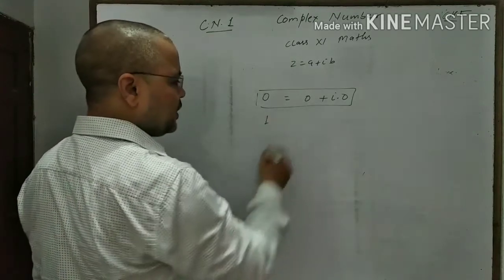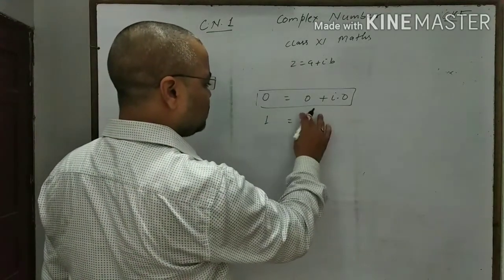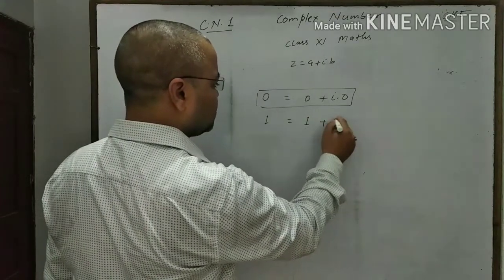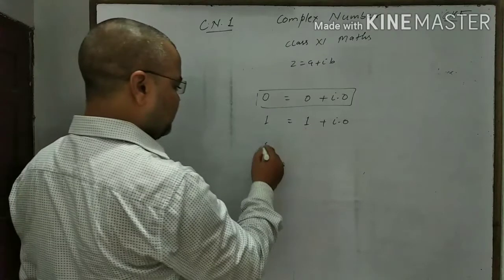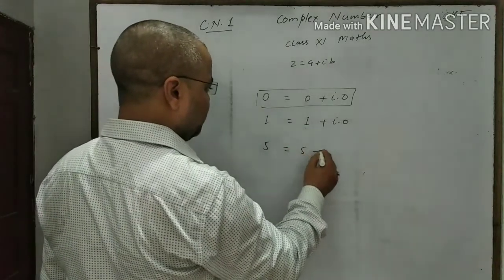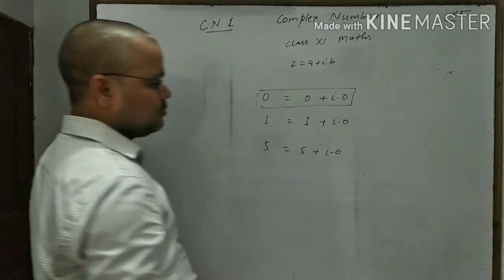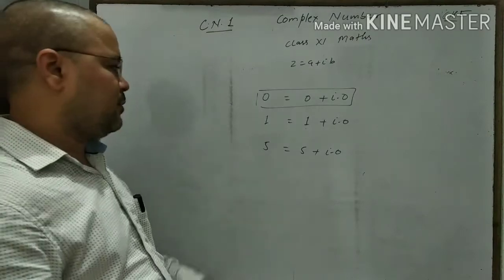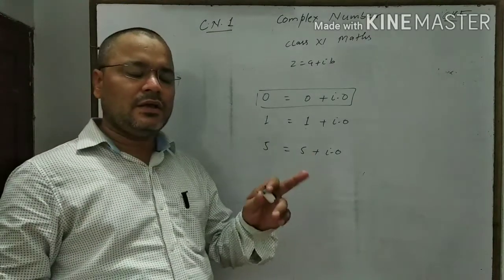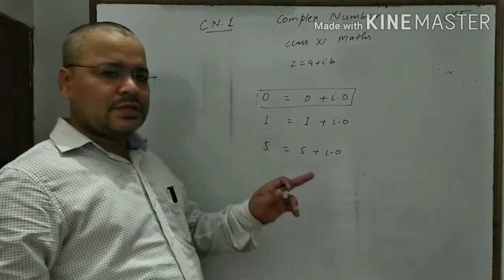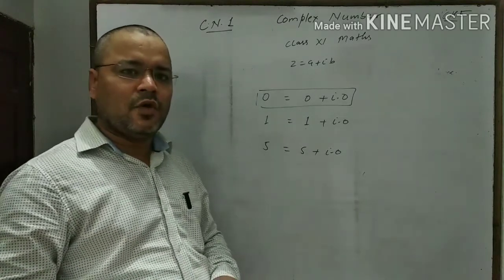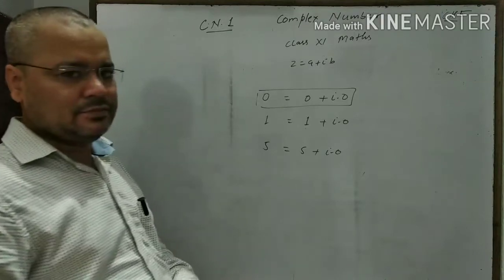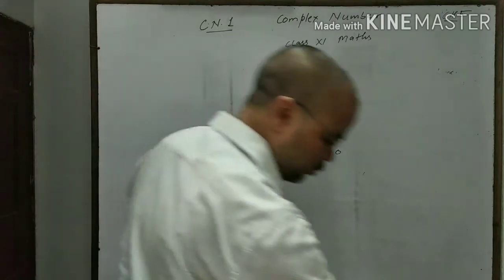Similarly 1, how can we represent 1? 1 plus i into 0. And 5 we can represent as 5 plus i into 0. So from here, every real number can be represented in the standard form of a complex number. Get it?